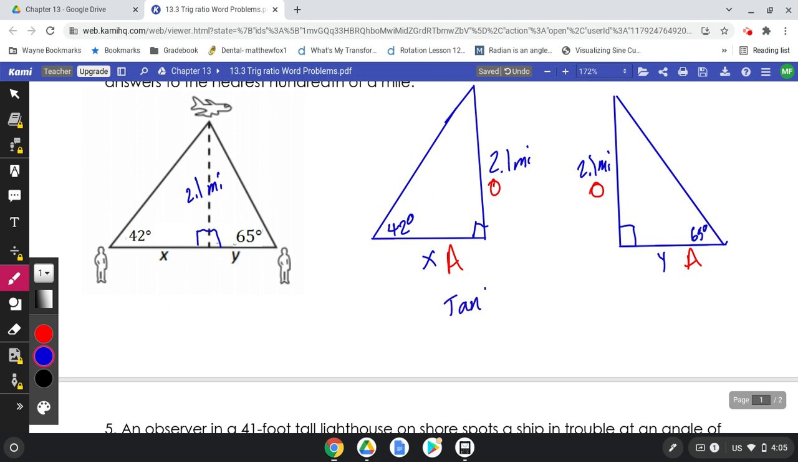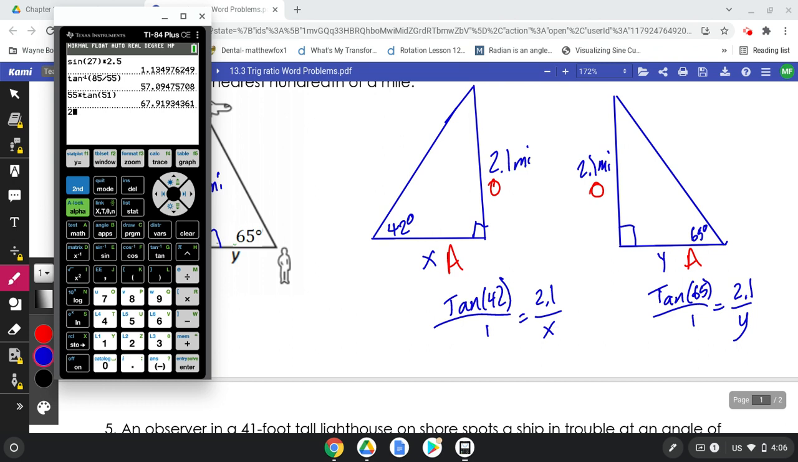So this first one, tangent of 42 all over 1 equals TOA, 2.1 over x. For the second one, it'll be tangent of 65 all over 1 equals 2.1 over y. Everything's exactly the same except 42 and 65. Now remember, when x is on the bottom, you can cross multiply. If you do that, you will end up dividing by the tangent of 42. So we have 2.1 divided by the tangent of 42. That'll tell us our first one. So x is 2.33 miles.